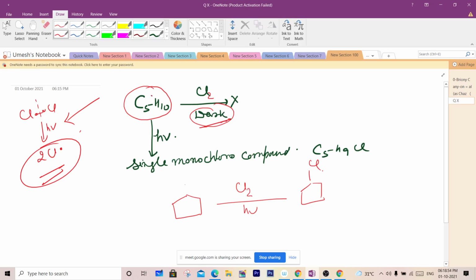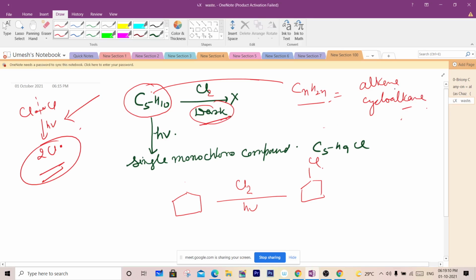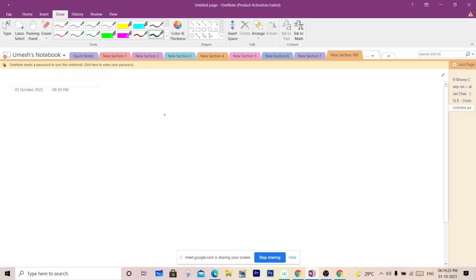And moreover, if we see the molecular formula here, it is CnH2n, which represents either an alkene or a cycloalkane. It can be alkane or it can be alkene, right? So it does not react in the dark. It means that it should not be an alkene. It can be only an alkane. Yes, that can take place in the presence of light.